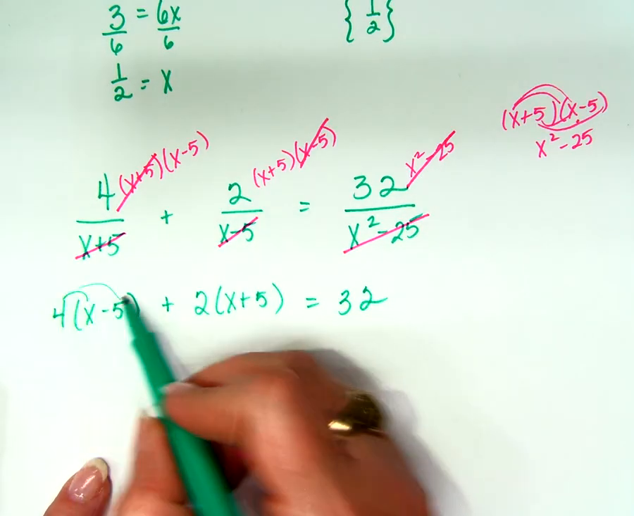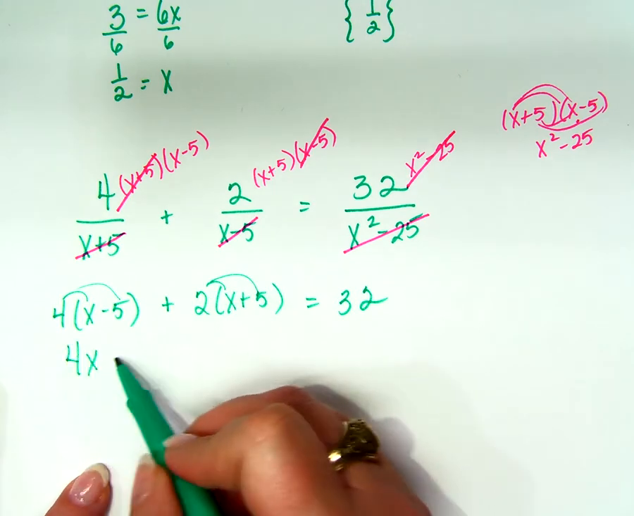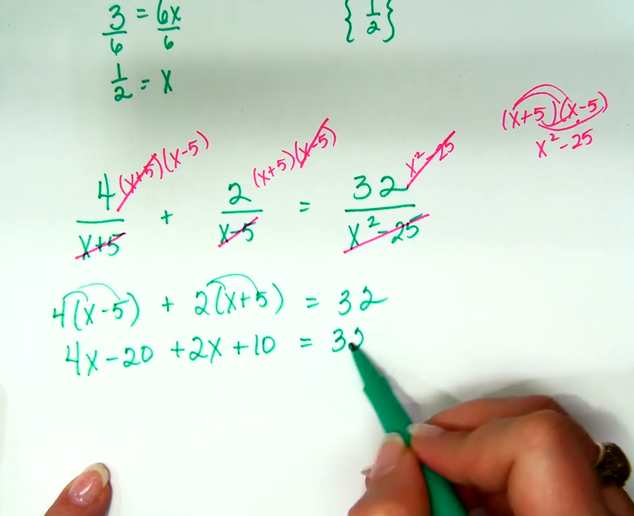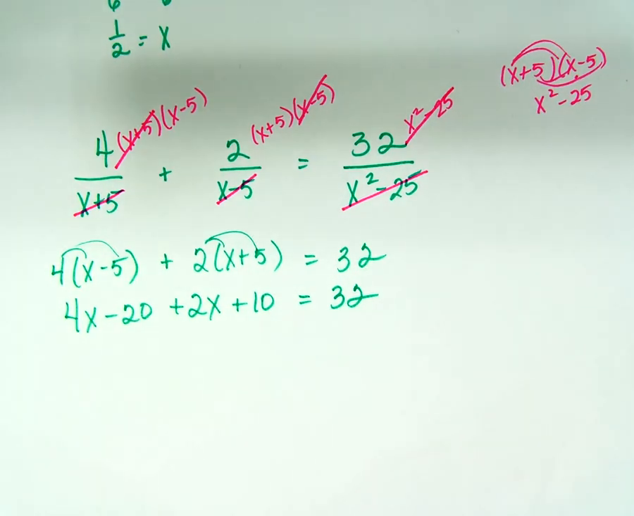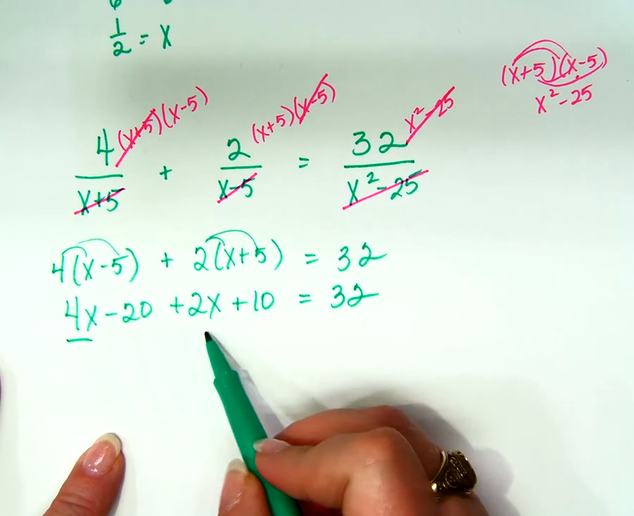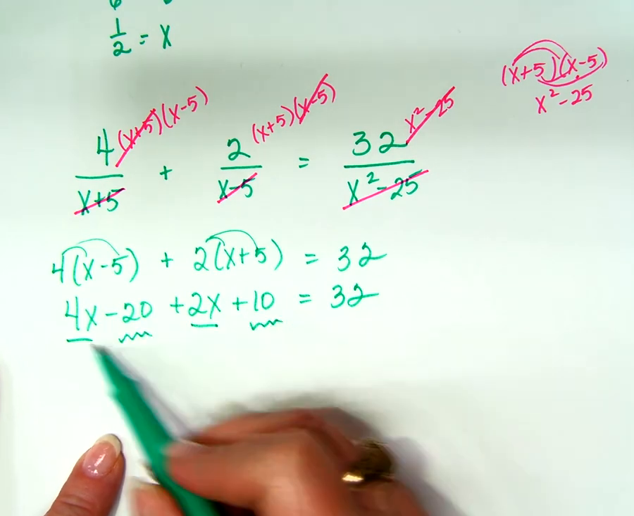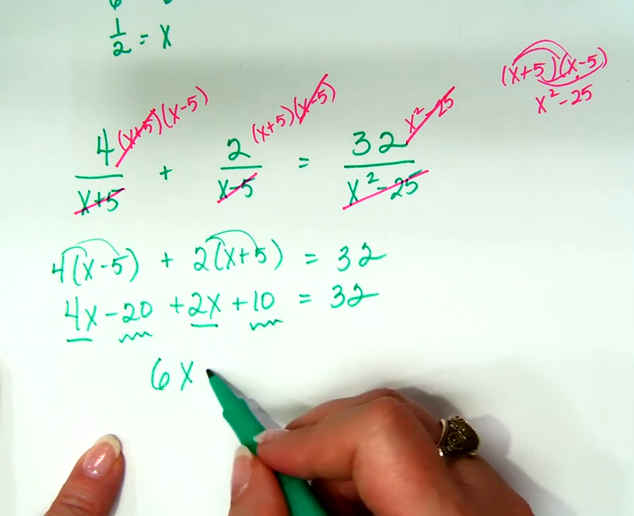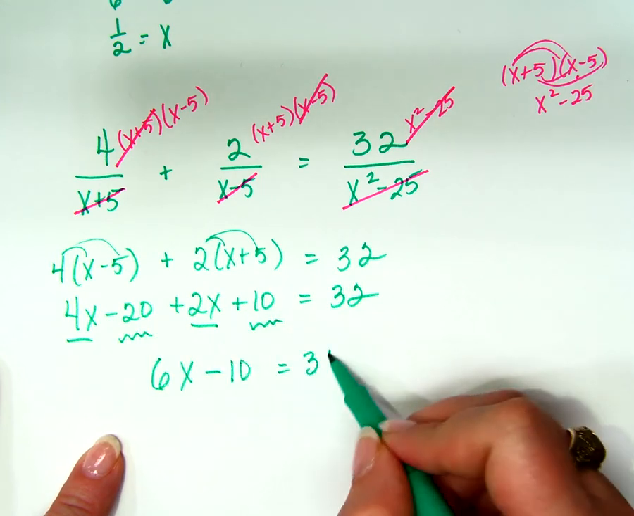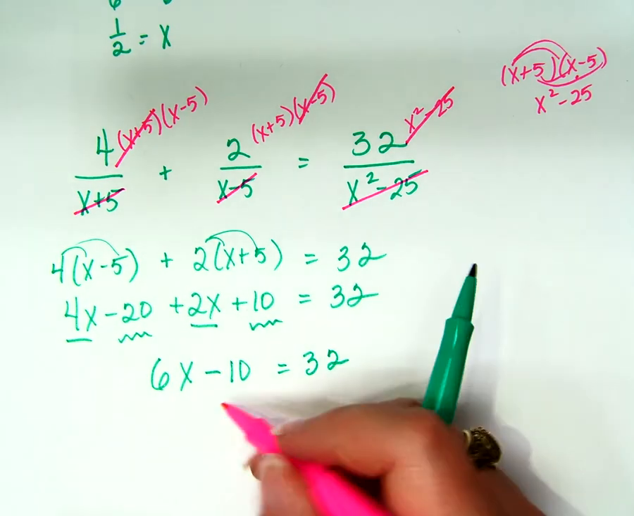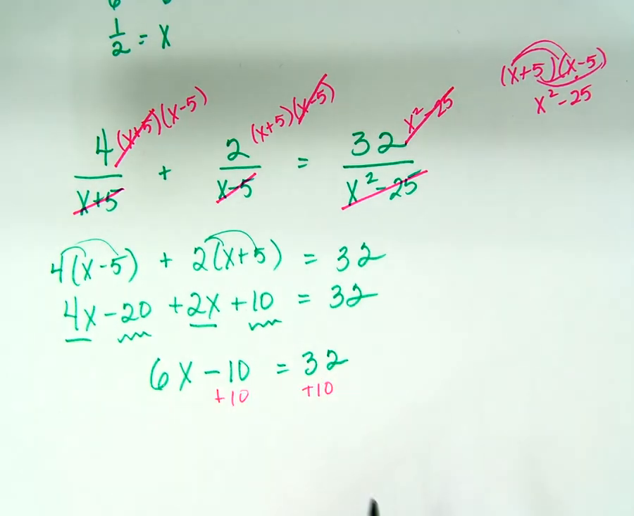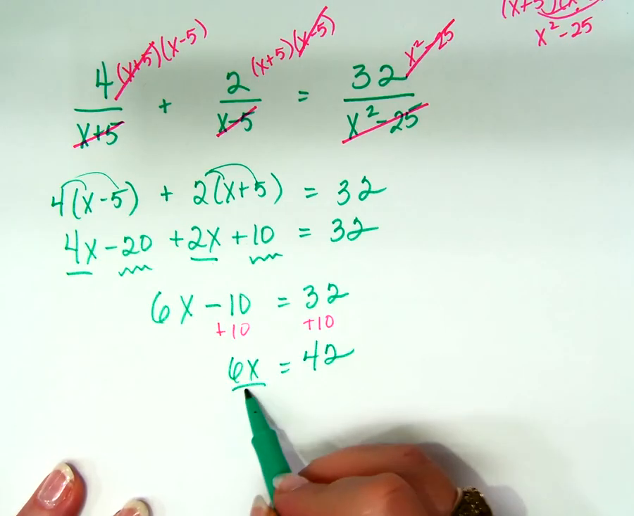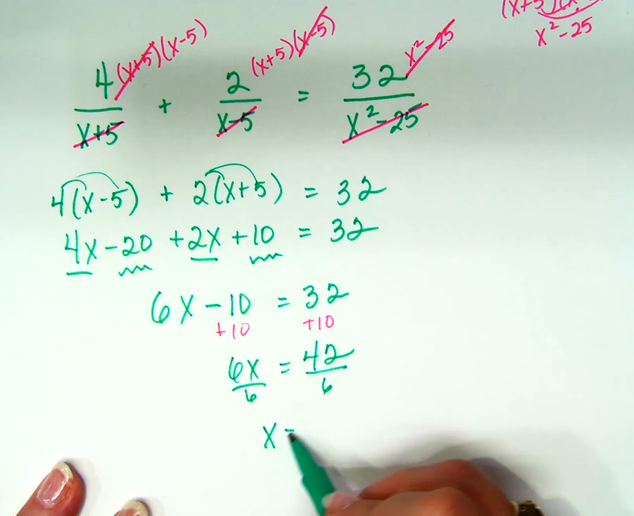Now from here I distribute, and I get 4x minus 20 and 2x plus 10 equals 32. Now all that's left is to combine like terms. Gather all the like terms together and simplify. So I have 4x and 2x, which gives me 6x. I have negative 20 and positive 10, which is negative 10, equals 32. Once I add 10 to both sides, I have 6x equals 42, and then I divide both sides by 6 to solve for x. x equals 7.